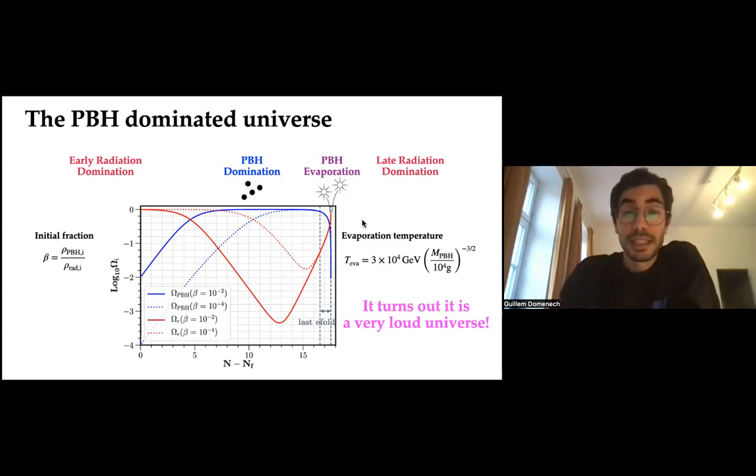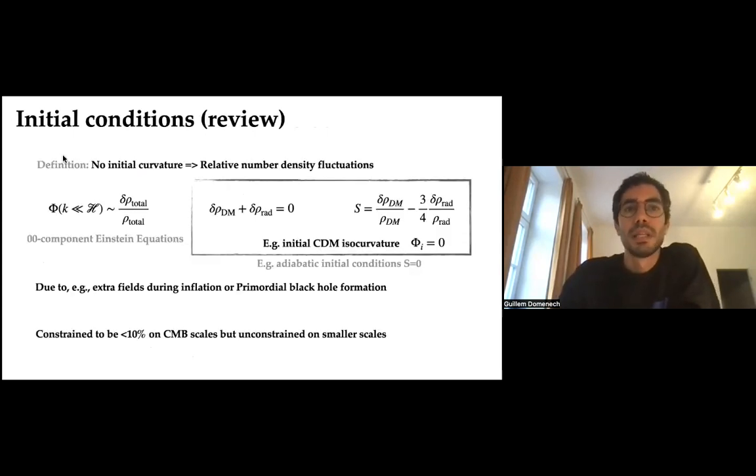But before I can tell you how to compute these induced gravitational waves, I have to remind you about something. Let me tell you about the initial conditions of the perturbation. There are two kinds of initial conditions you can give: the so-called adiabatic initial conditions, and the isocurvature initial conditions.